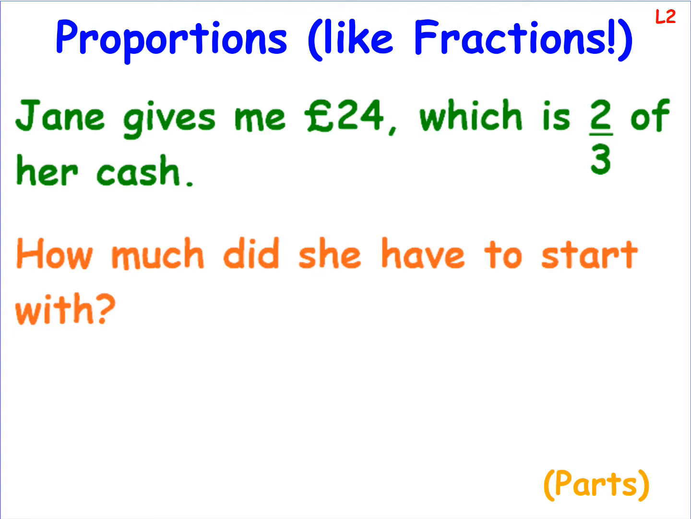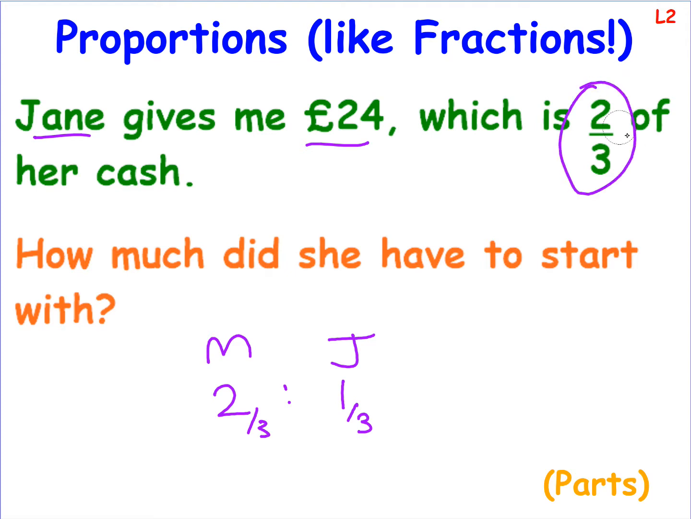Now, sometimes you'll get a proportions question that is better off written out as a ratio. So Jane gives me 24 pounds. So there's me and there's Jane. And now Jane says that what she's giving me is 2/3 of her cash. So she's giving me two parts, then she must have one part herself, because when we do our ratio, this little bit is invisible. So as a ratio, me and Jane, I get two parts, she gets one part. Even though it's written as a proportion here, we're turning our proportion into a ratio. So let's just remove this to avoid any confusion. So I'm getting two parts, therefore there must be one part left for Jane.